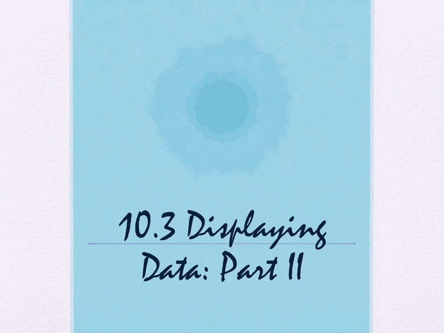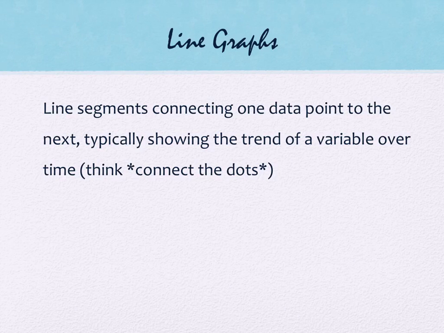Section 10.3, which could just be considered 10.2 extended, is displaying data part 2. We're going to look at a few more graphs and ways of displaying data. The first one we're going to look at is something called a line graph.